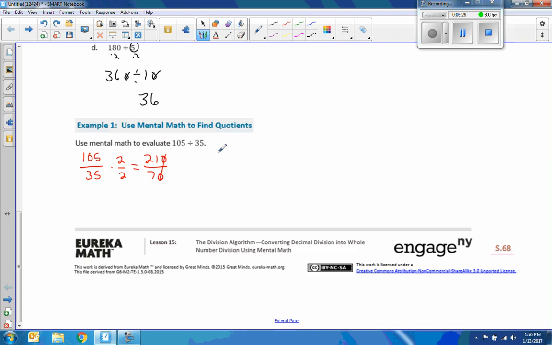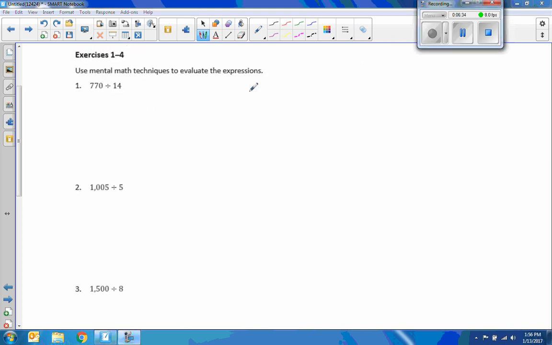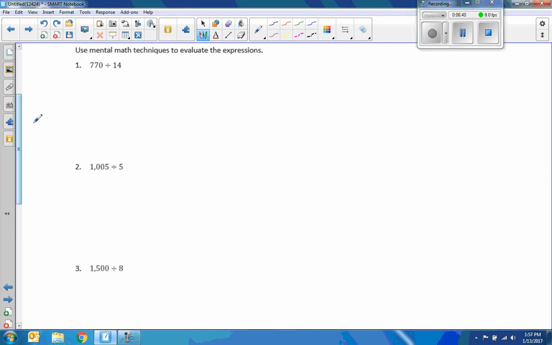Cancel out the zeros, and everybody should know that 21 divided by 7 is 3. Okay? So now in class, after they had taken some time to do these on their own, then we went over them, so we saw if they were able to do mental math too.